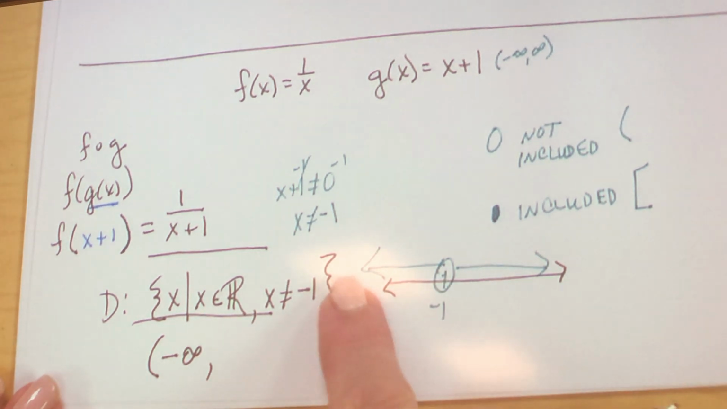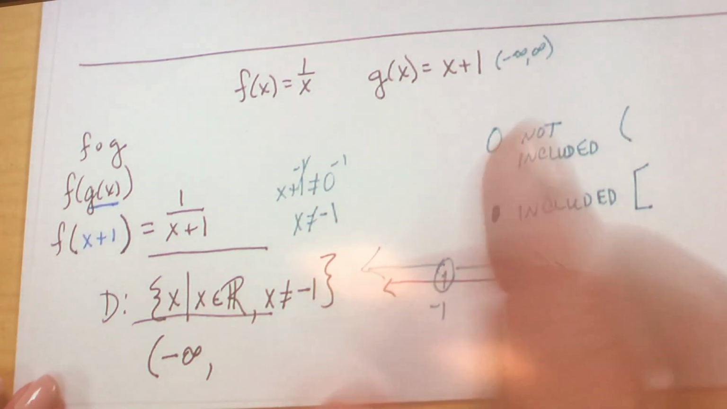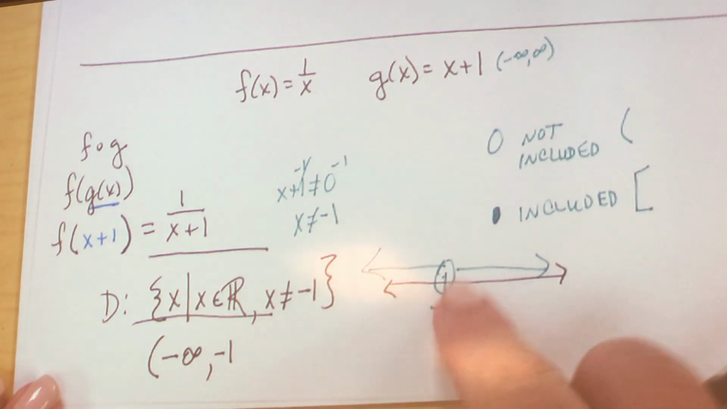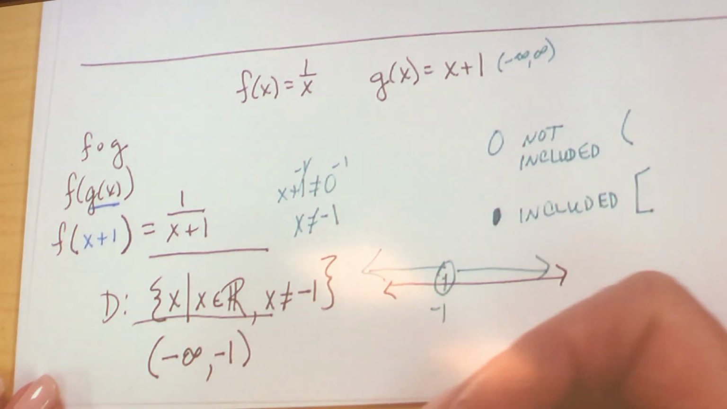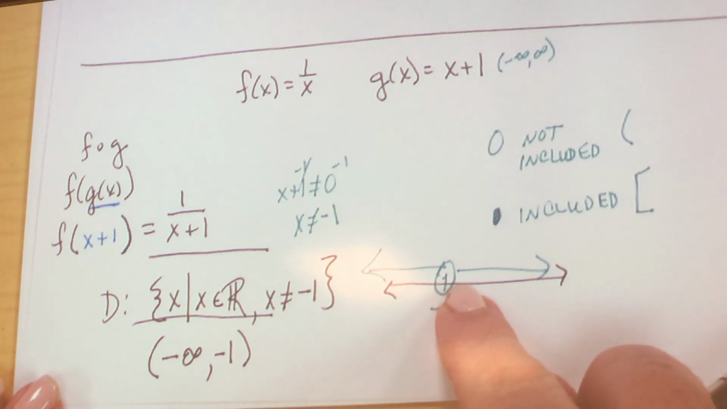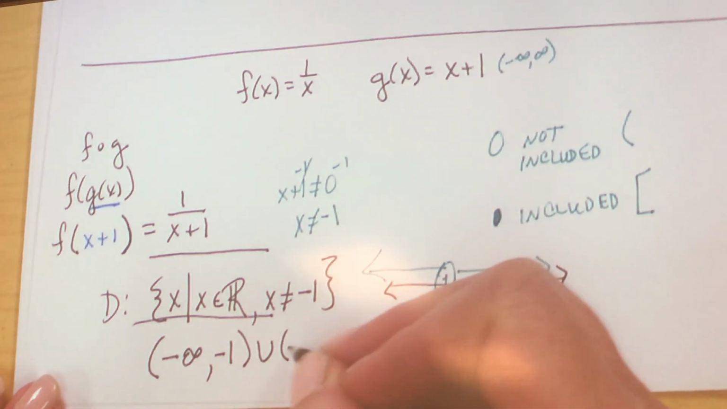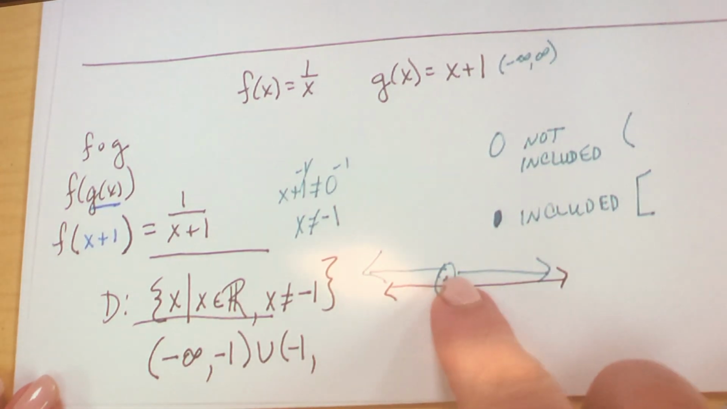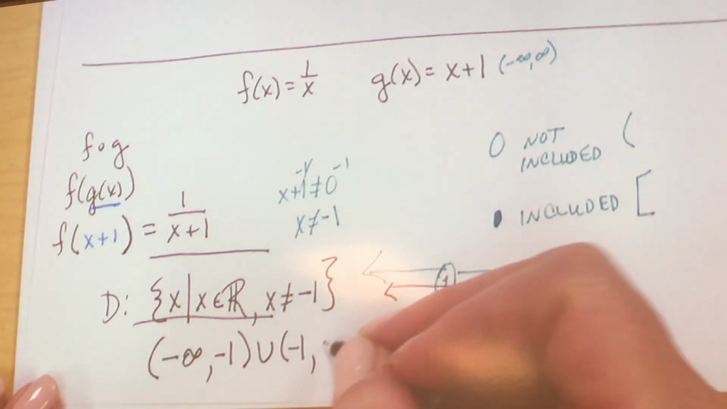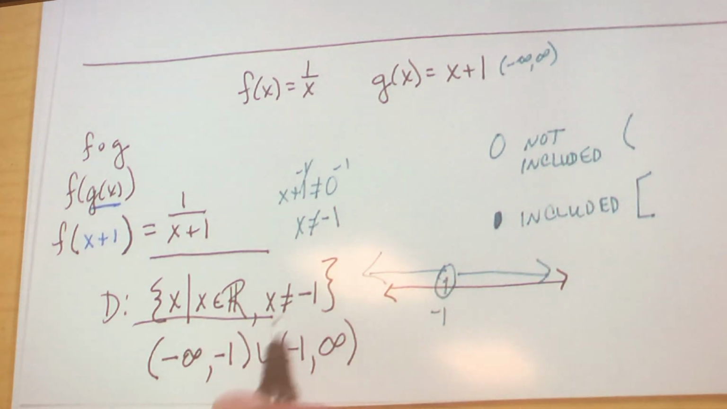Negative infinity, all the way up until negative 1. Is it included? No. It's an open circle, not included. But then, union, from negative 1, not included, all the way to positive infinity. Very good. All right, anybody got a question?